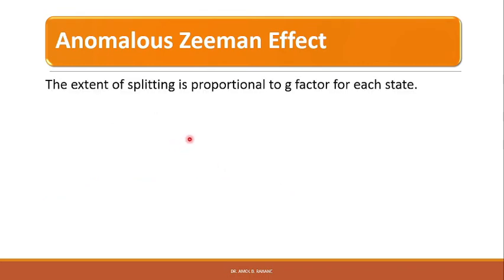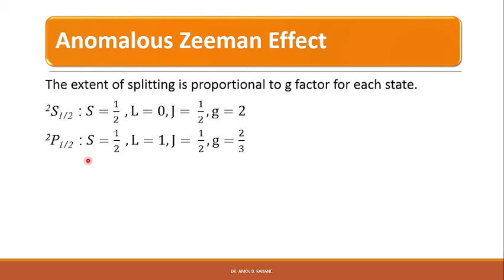The extent of splitting is proportional to the g factor for each state. For doublet S half, we have S equal to half, L equal to 0 and J equal to half, and therefore g is equal to 2. For doublet P half, S is equal to half, L is equal to 1, J is equal to half, and therefore g is equal to 2 by 3.